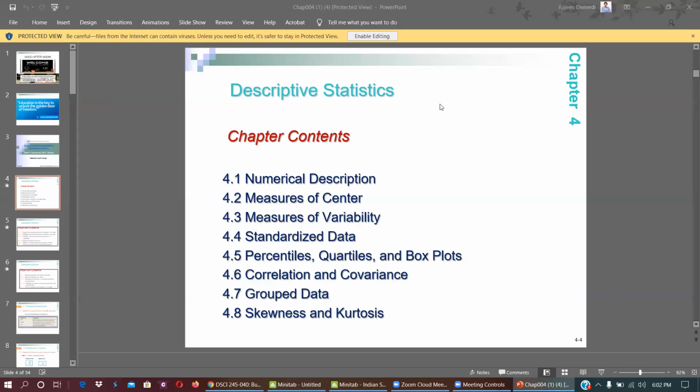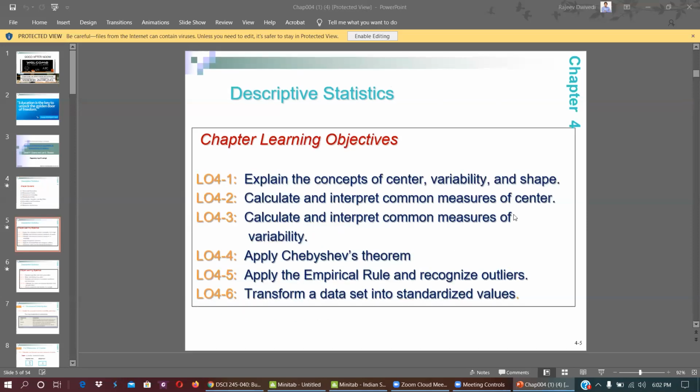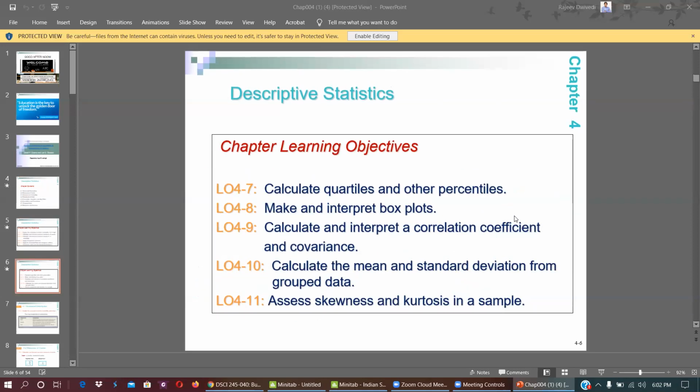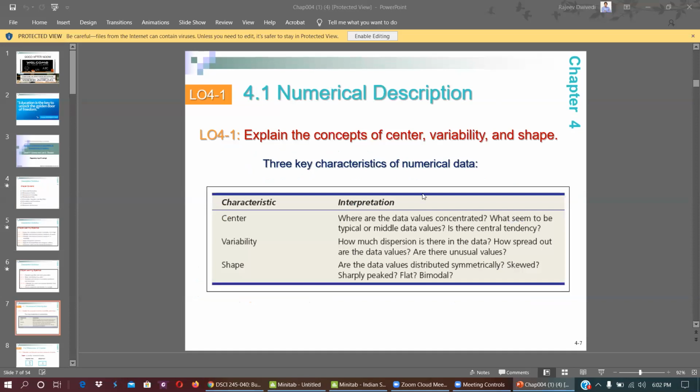Okay, so chapter number 4 is about numerical description of the data. Why are we doing this? To measure the center, to measure variability, and shape. So basically, these are the three characteristics we would like to see in the data.